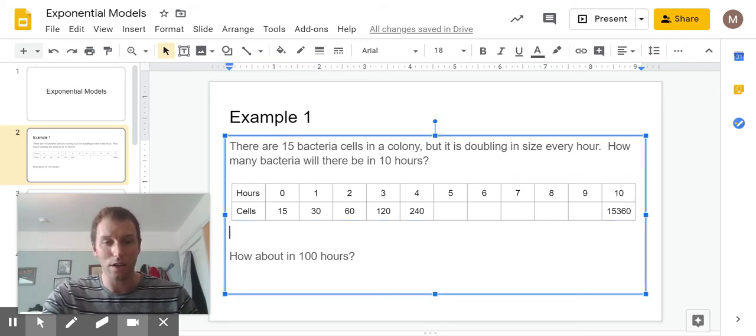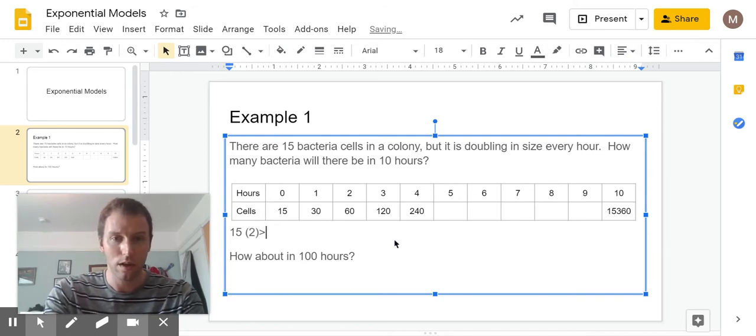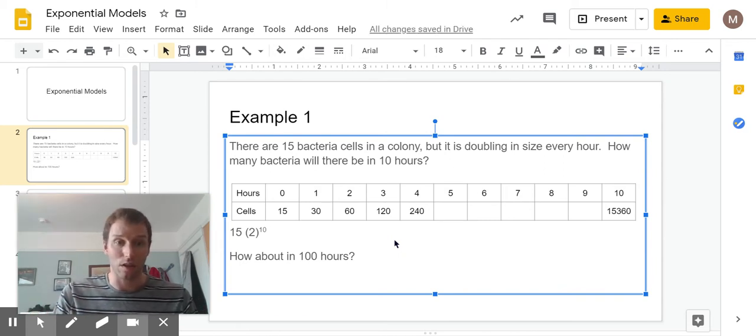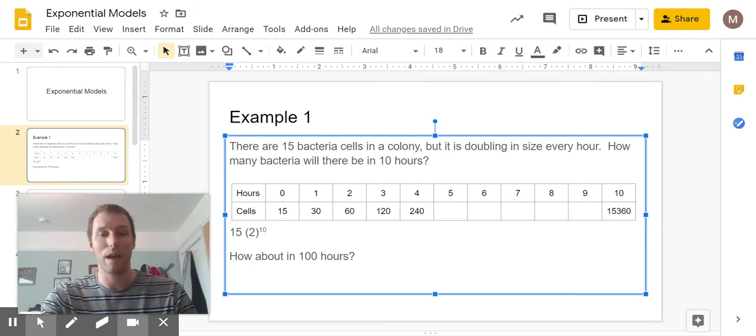So why don't I just do 15 times 2 to the 10th? That should get me the answer. Note that is not 15 times 2, 30, raised to the 10th power. It's 15 doubled 10 times: 15 times 2 times 2 times 2, and so on, which is 15 times 2 to the 10th.